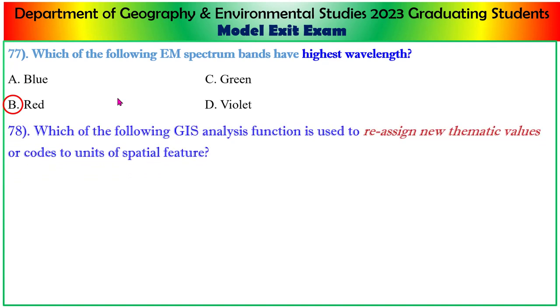Which of the following GIS analysis functions is used to reassign new thematic values or codes to units of spatial features?